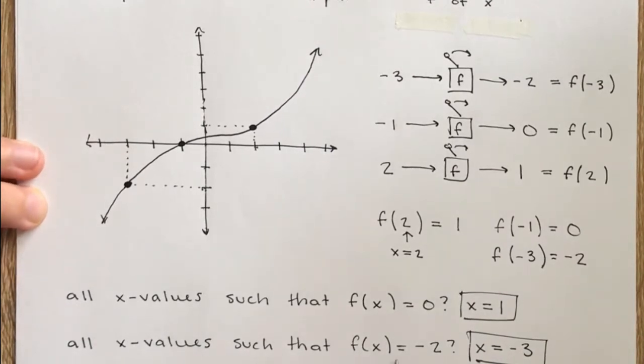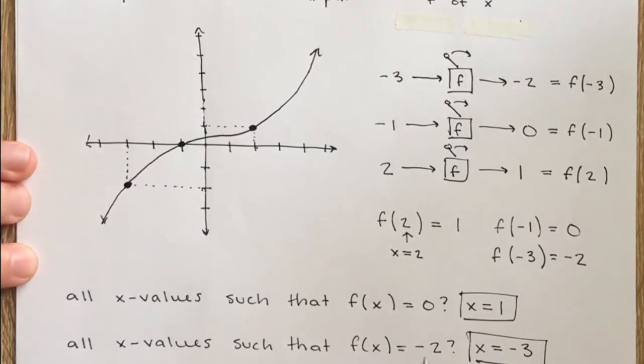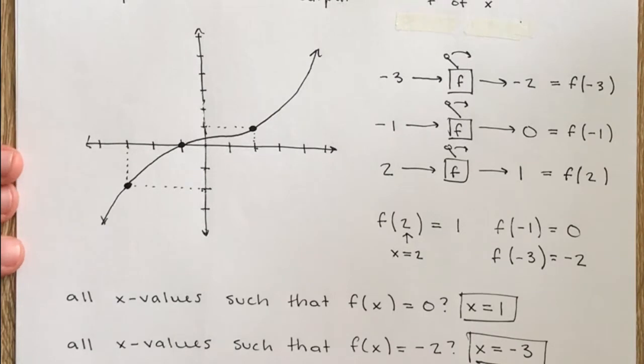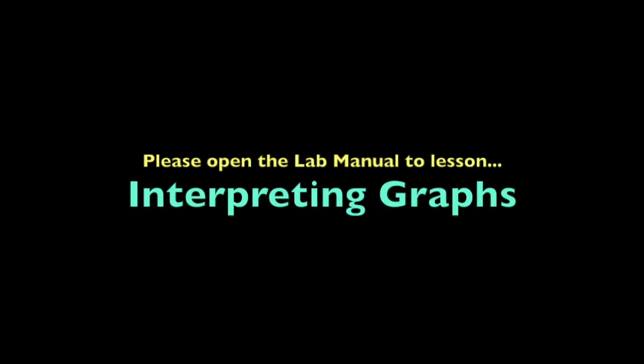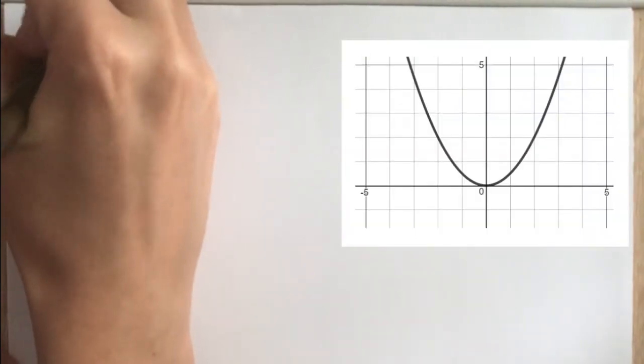You could have multiple answers to this question. You might have multiple x values that have the same y value. You might have no x values that have that y value, and that's okay. All right, so let's get some practice with this. Graph 2.